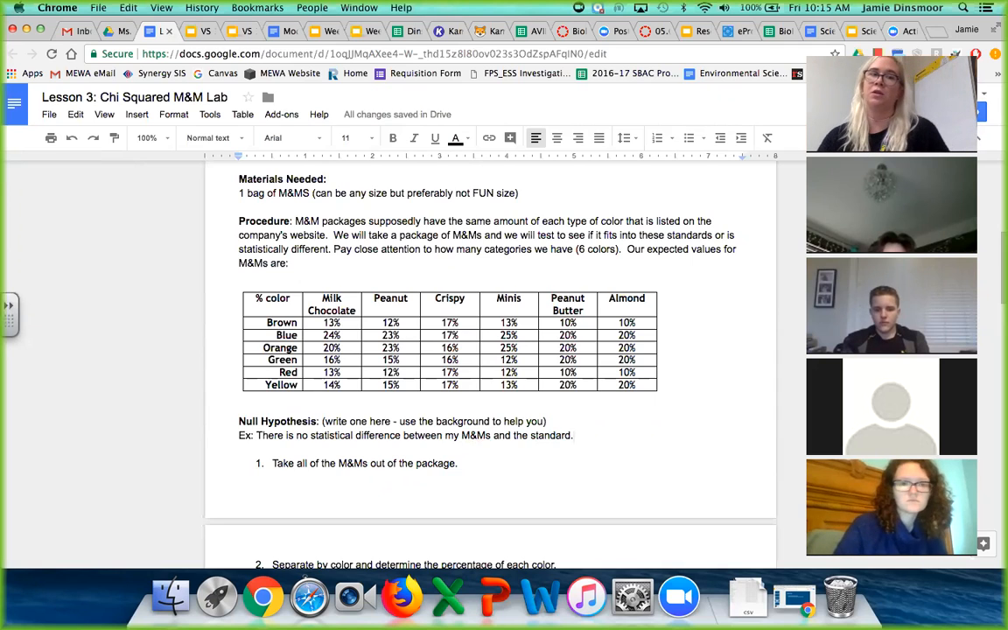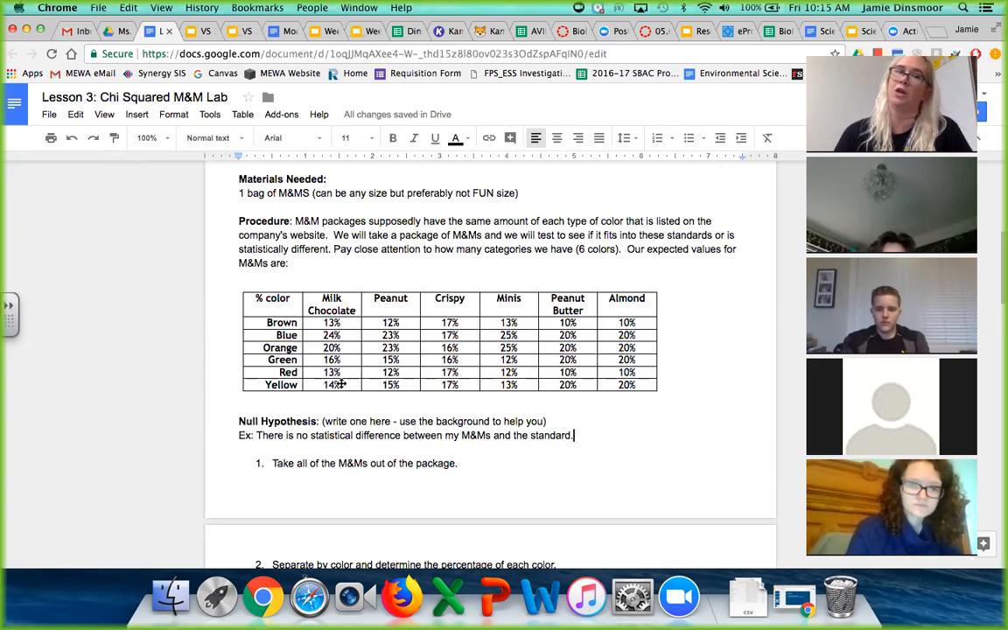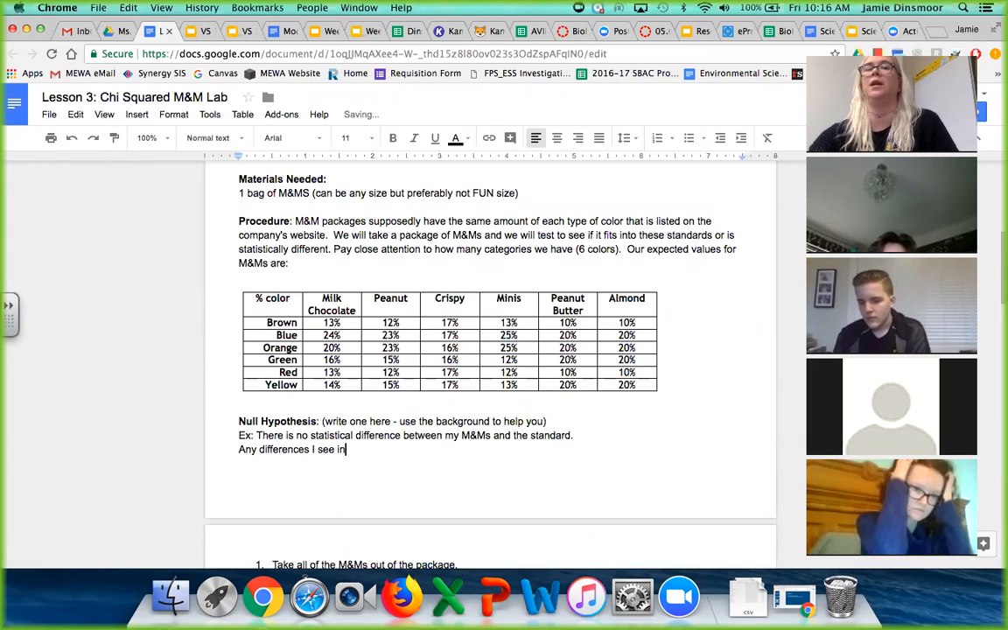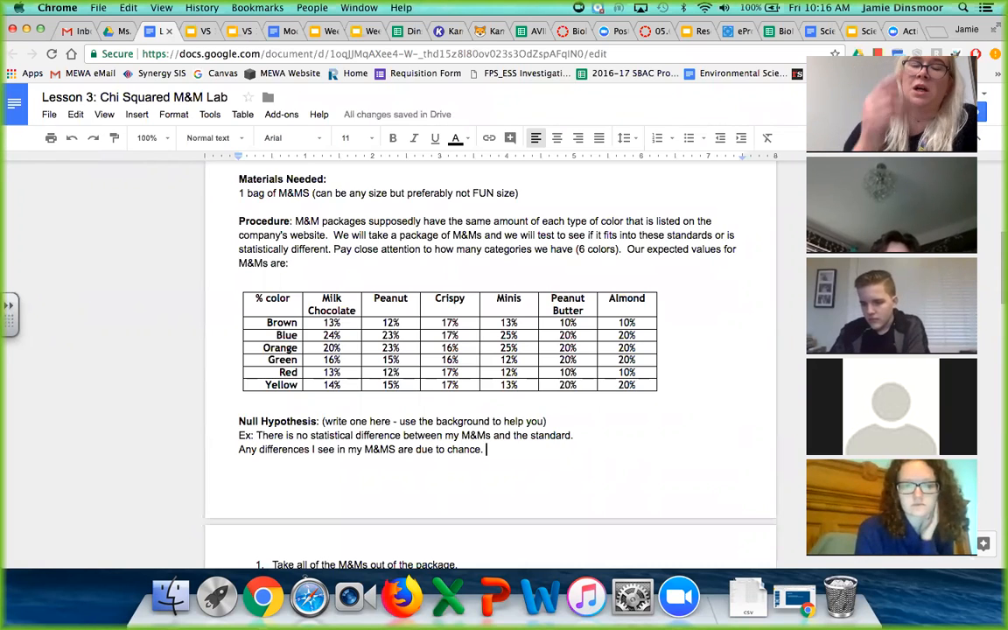So you're saying basically there's no statistical difference between my M&M package and what M&M claims on their website I should have. You could also say, involving chance here, a more elevated and more fancy null hypothesis, right? Any differences I see in my M&Ms are due to chance. Now, that actually doesn't sound fancy, but it is, because really then if there is a huge difference, you're going to say, actually, no, it's not due to chance. It's something else. There's a problem, right?